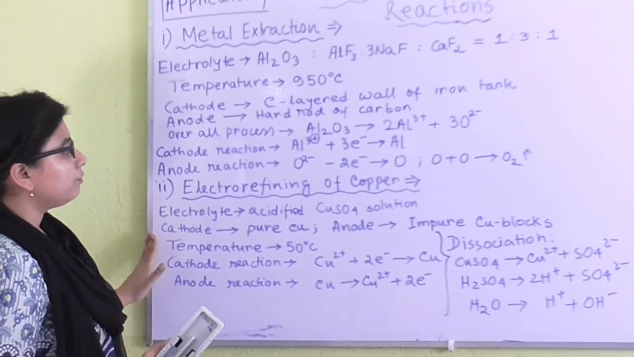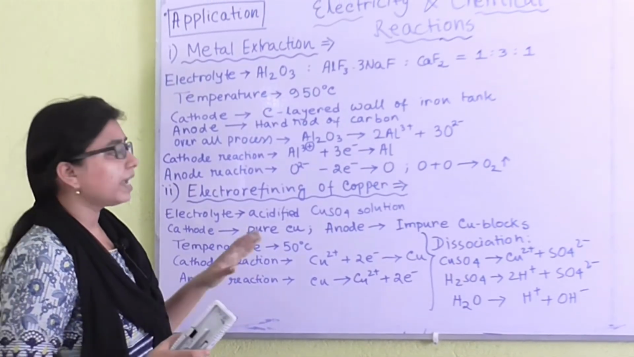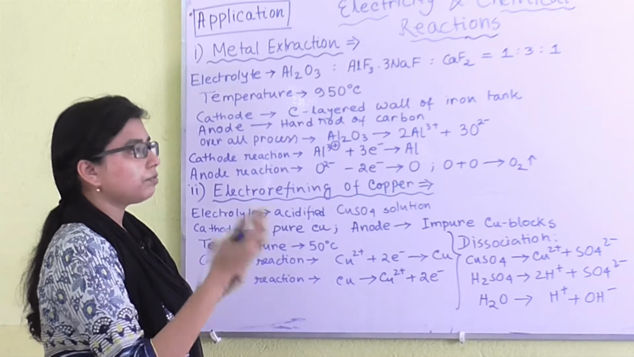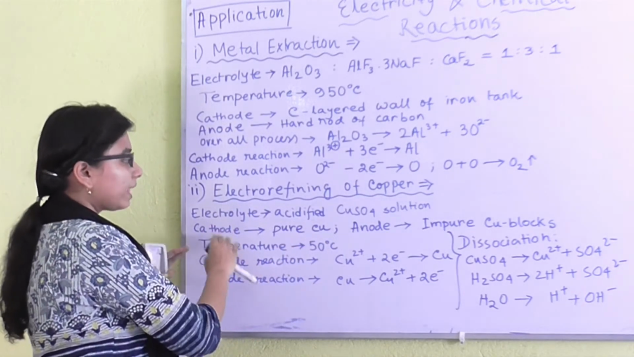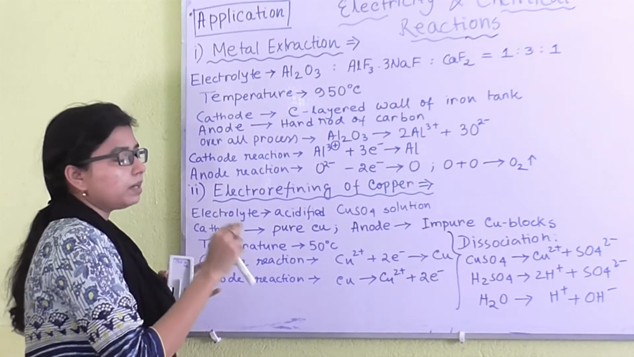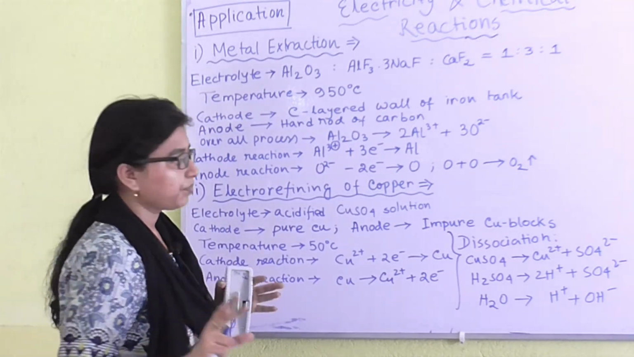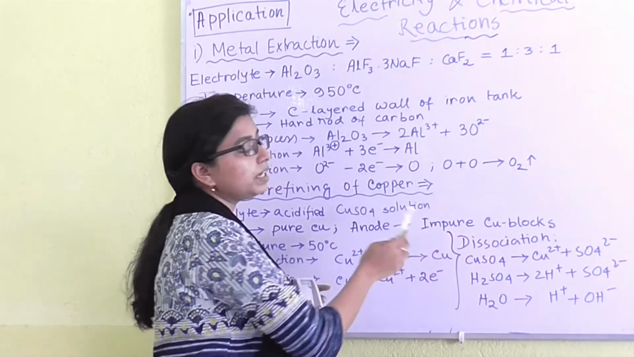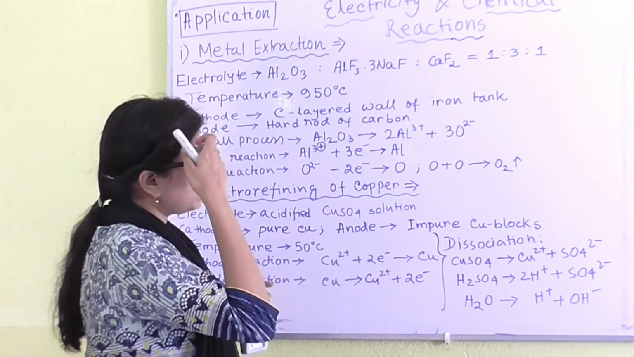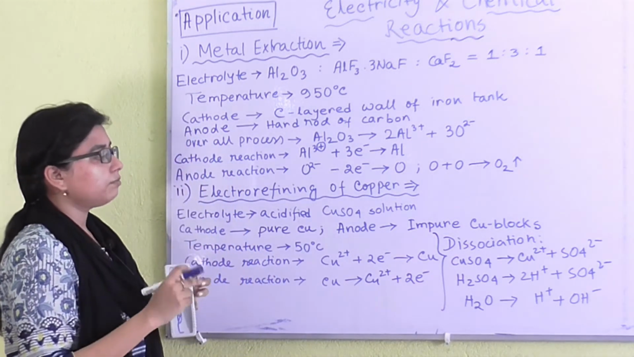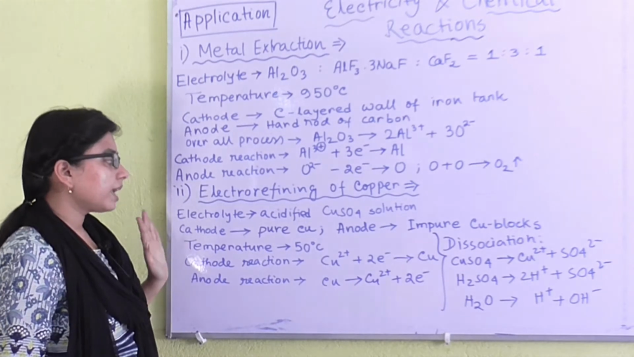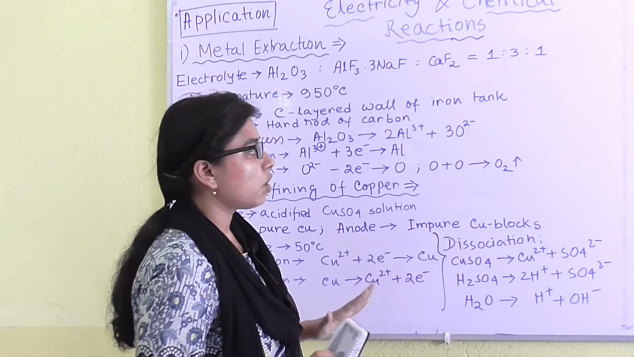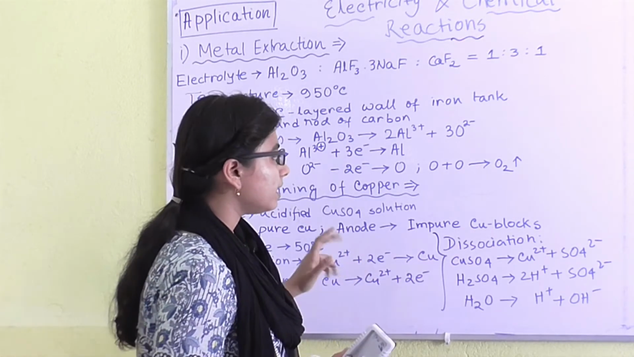And as cathode we use a pure strip of copper, or pure wire which is made up of pure copper. The cathode will be copper, but in pure state. And the anode will be copper blocks, but the copper will be in impure state here. So we have to remember this very carefully: the cathode will be pure copper and the anode will be impure copper blocks. Large blocks of impure copper will be taken as the anode.